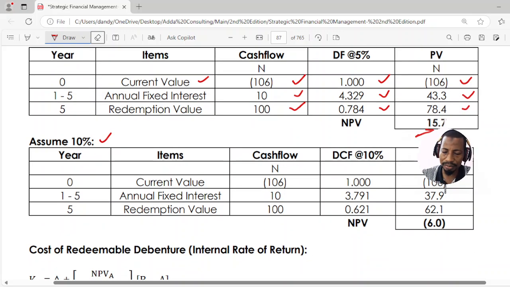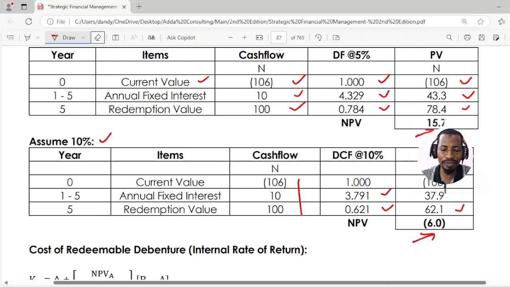So at this point, the cash flow will still remain the same. I need to calculate annuity factor of year 1 to 5 at 10%. This is what produced 3.791. So the discount factor for year 5 at 10% is 0.621 multiplied by 100, that's 62.1. 62.1 plus 37.9 minus 106 will give us negative NPV of 6.